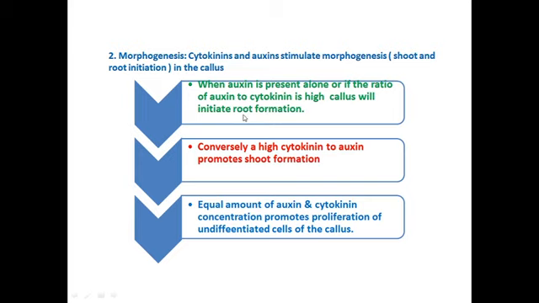So this is the one condition. Second, when cytokinin concentration is high relative to auxin, meaning cytokinins are present more than the auxins, it initiates shoot formation. So this is the second condition. And third, when auxin and cytokinin concentration is equal in the callus, there is no differentiation of shoot or root, it only promotes the proliferation of the undifferentiated cells of the callus. I hope this is clear.